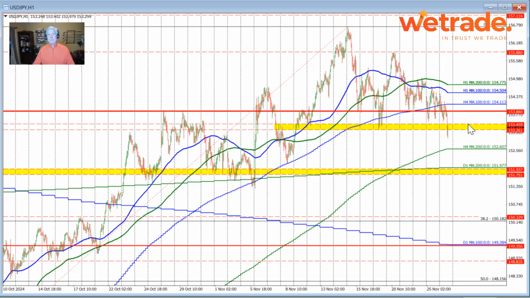Conversely, if we move back above the 154.45 level, the battle is on between buyers and sellers. For sellers looking for more downside momentum, a more conservative risk level might be this 153.88 level. It was a ceiling right through here for 2 consecutive days.